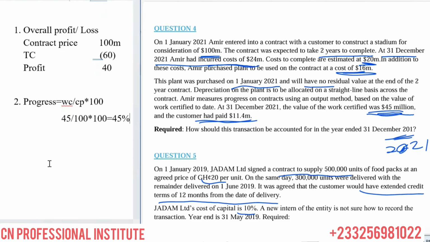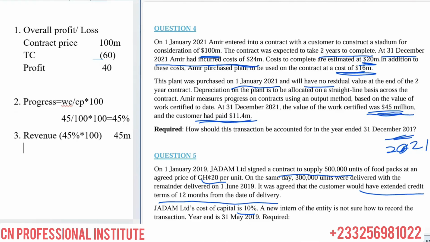45% is the progress. Then we go to step 3 in our profit or loss P&L account: revenue. How much revenue do we record? It is the contract price by the progress. So the progress 45% times the contract price, 100. What do we get? We will get 45 million as the revenue to recognize.